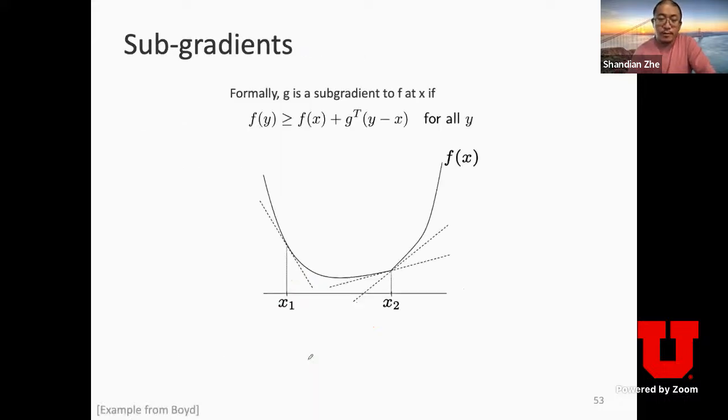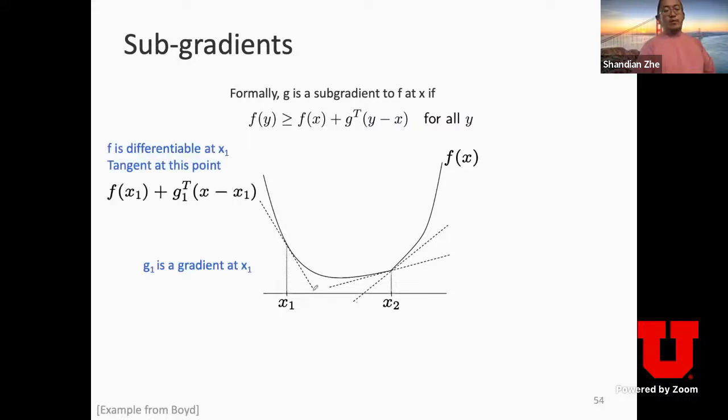So let's see examples. Here is one convex function f of x. At some places f of x is differentiable, like here, x1. We know f is differentiable at x1, so we can draw a tangent line. This tangent line can be represented as f of x1 plus g1 transpose times x minus x1, where g1 is the gradient of f at x1. So g1 is your gradient.